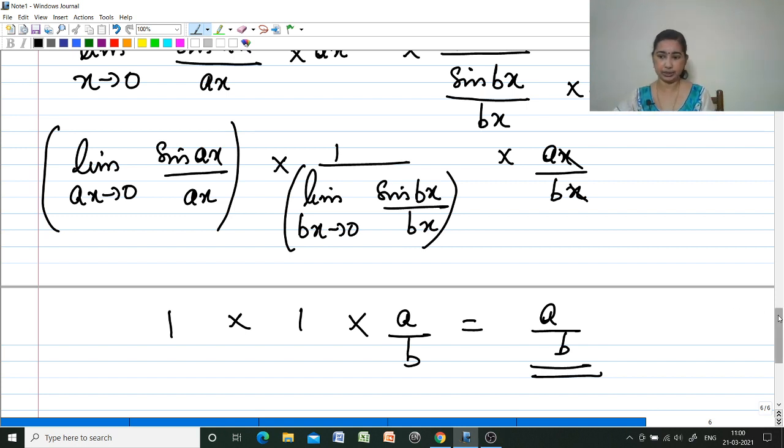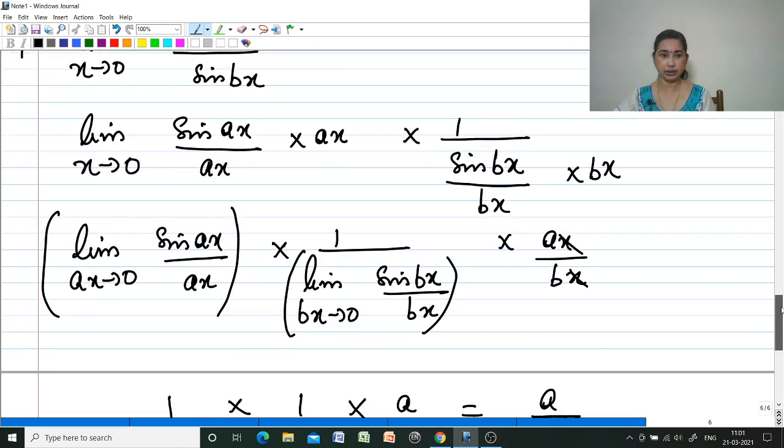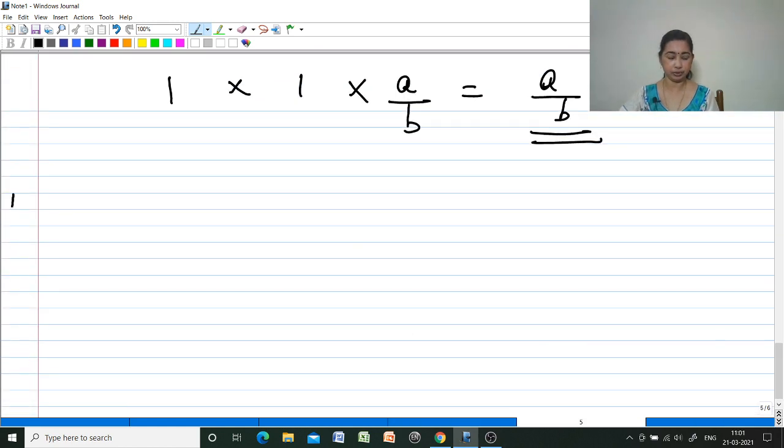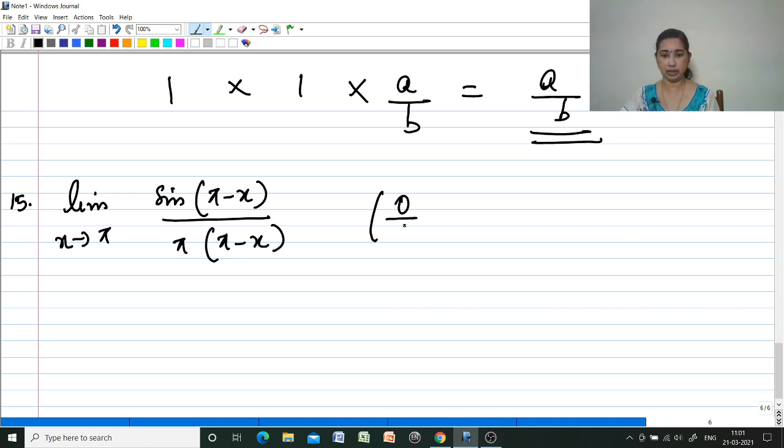Now next question. Last question we were doing the 14th one, now the 15th question. Limit x tends to pi, sine of pi minus x divided by pi into pi minus x. Here if I give the value of pi, again we are getting the 0 by 0 form, because if I put x as pi, pi minus pi is 0, sine 0 is 0, same way the denominator is also 0.